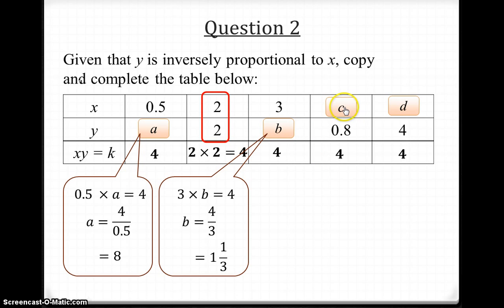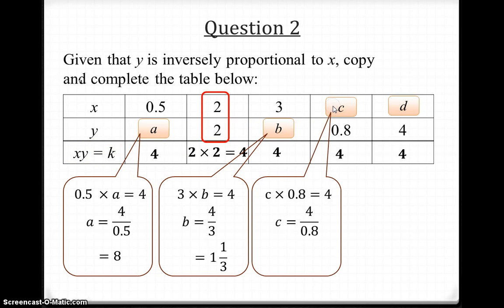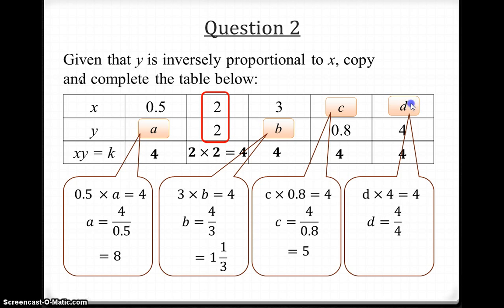To look for c, with inverse proportion you don't have to worry because it's x times y equal to k. So, same thing. Then d is almost the same thing. So you can pause the video, try to look for d on your own, then you continue later. Okay, we continue now. So d is 1.